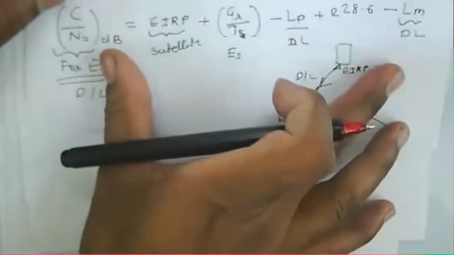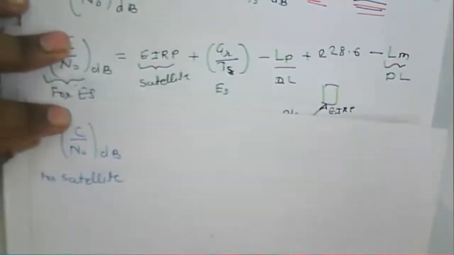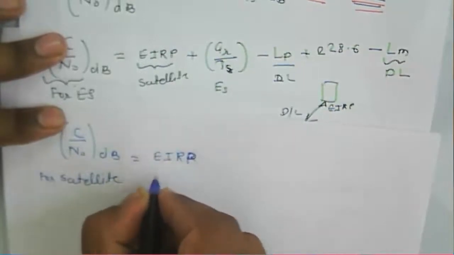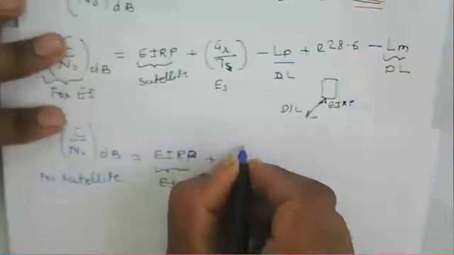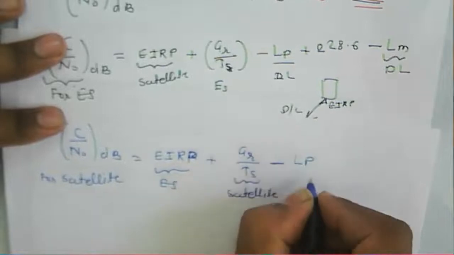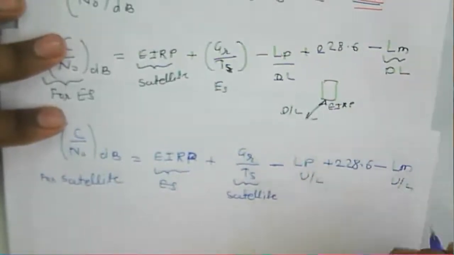So similarly, we can write the equation for the C by N ratio. Same equation, I'll just modify it here itself. We'll write the C by N ratio, and this one is for the satellite. If you compare the equation, this one is for the satellite. Then EIRP, that will be for the Earth station. Then GR by TS, that will be for the satellite, minus LP, that will be the uplink, plus 228.6 minus LM, that will be again for the uplink.